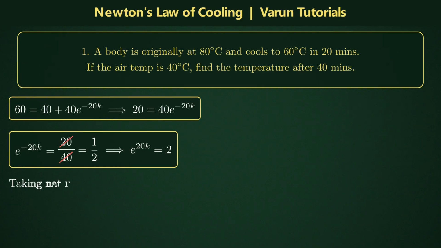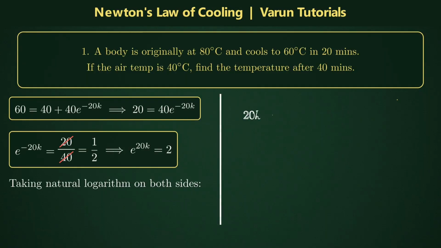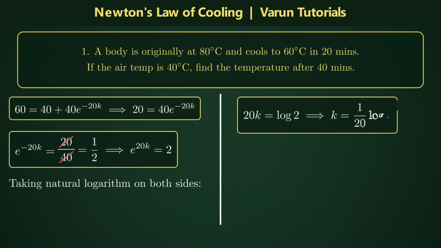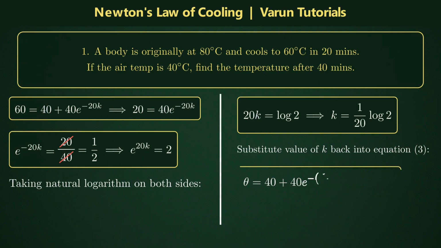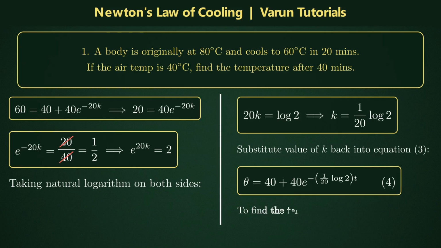Taking the natural logarithm on both sides of the equation, we get 20k equals log 2, which gives the cooling constant k as 1 over 20 times log 2. Let's substitute this value of k back into equation 3 to get the specific temperature formula. We obtain equation 4, theta equals 40 plus 40 times e to the power of minus 1 over 20 log 2 times t. To find the temperature of the body after 40 minutes, we substitute t equals 40 into equation 4.